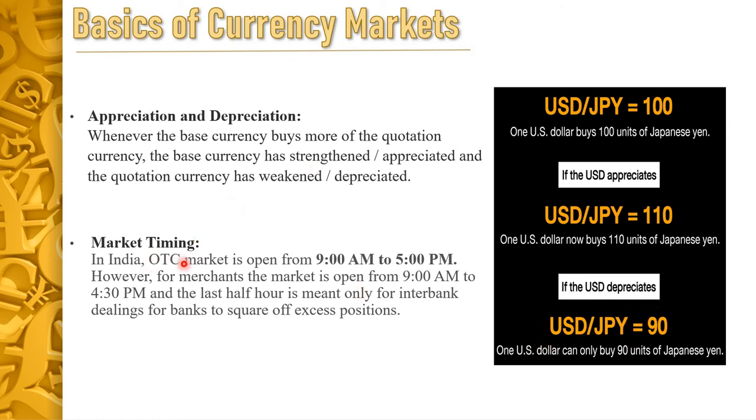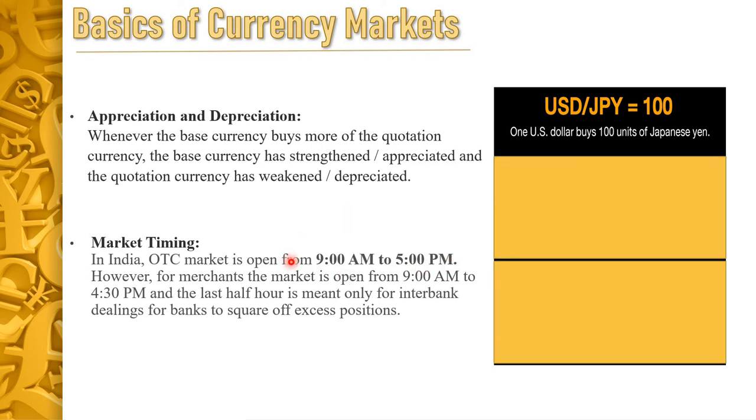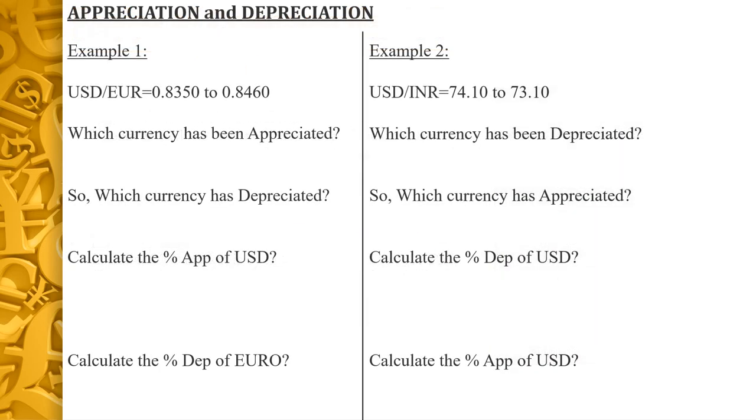Now coming to market timing. In India, the OTC market, which stands for over-the-counter market, is open from 9 a.m. to 5 p.m., where from 9 a.m. to 4:30 it is for merchants to trade, and the last half hour is meant for interbank dealings. As we have already read in the Interbank Market, only banks can participate and there is a two-way quote mentioned. As you know, in the Interbank Market, the dealing happens between banks only. So remember the OTC market timing is from 9 a.m. to 5 p.m. Now here we would calculate the percentage appreciation and the percentage depreciation in a currency.